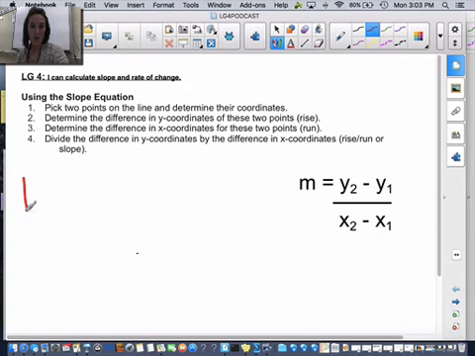All right, this podcast is LG4. I can calculate slope and rate of change. I have written the steps here.